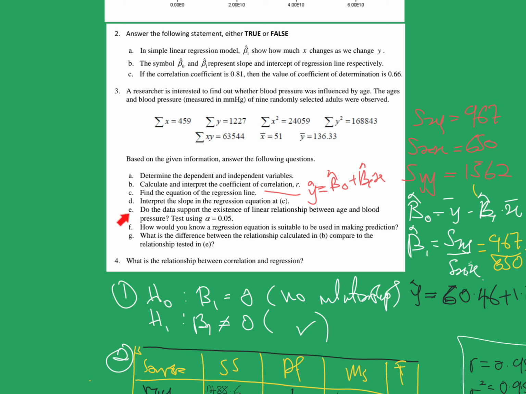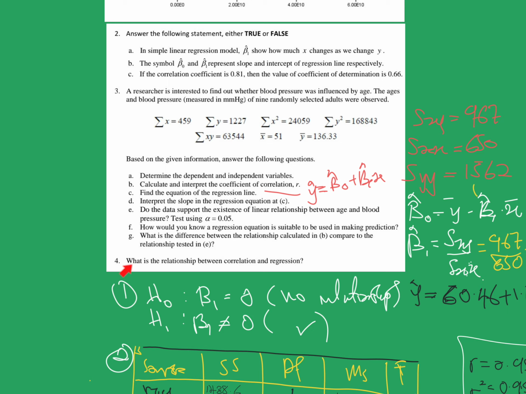Okay, that is the answer of F. Now G. The difference is that R here is the answer for the sample, and E here is the answer that can be used to be generalized for the population.